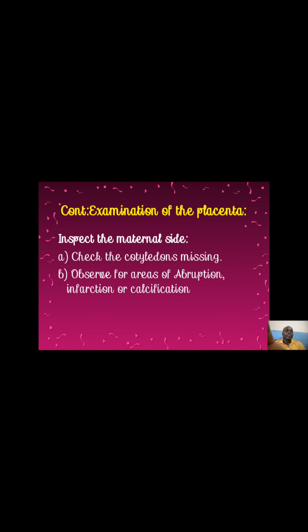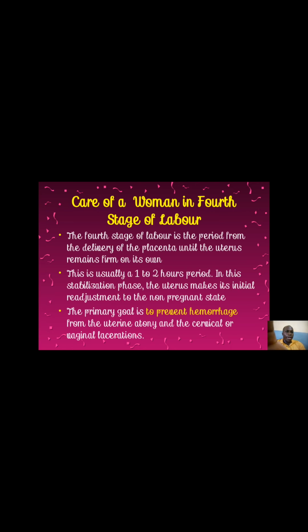Care of a woman in the first stage of labor. And the first stage of labor, as we said, is the period from delivery of the placenta until the uterus remains firm on its own, when it has contracted and become firm. That is the first stage of labor. This is usually a 1 to 2 hour period.